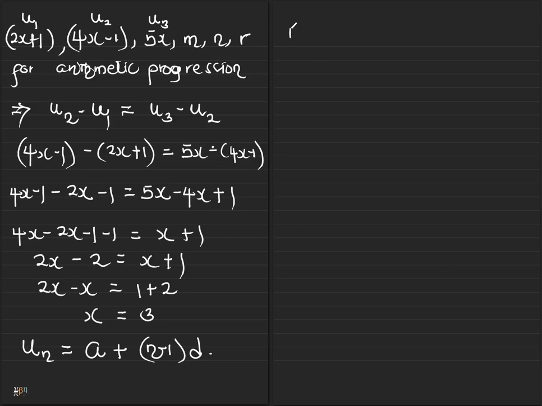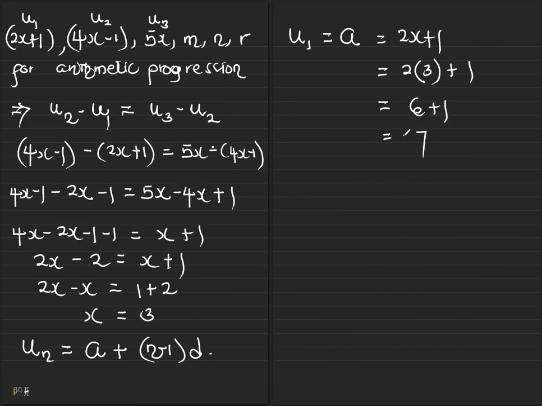And we know the first term, u1 or a, was given as 2x plus 1. So substituting, we have 2 into bracket our x, which is 3, then plus 1. 2 times 3 gives us 6, so we have 6 plus 1, which gives us 7. So if we substitute that into un, our un is equal to a, which is 7, plus n minus 1 d, and d is the common difference.